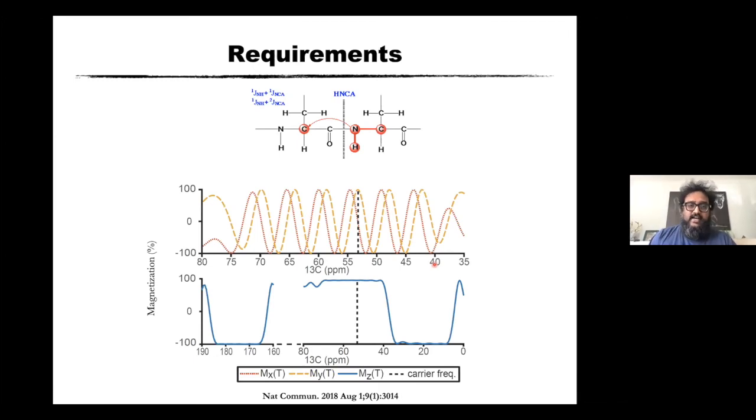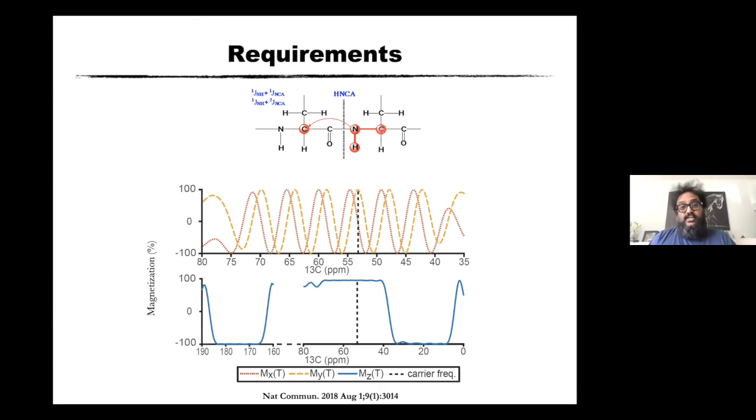So the idea is that in your HNCA experiment, and why I'm in love with the HNCA experiment, is that the carbon magnetization is transferred only during the encoding time period, which means you can use the entire relaxation of the carbon magnetization to encode resolution into your carbon spectra.